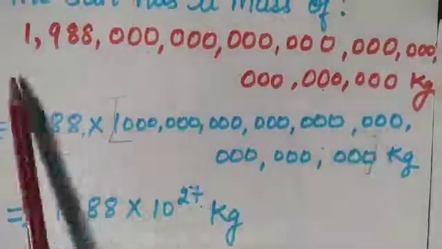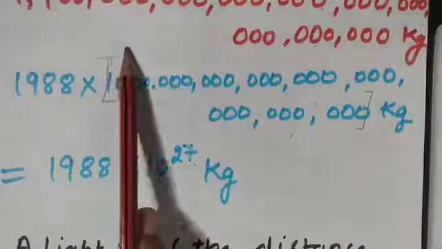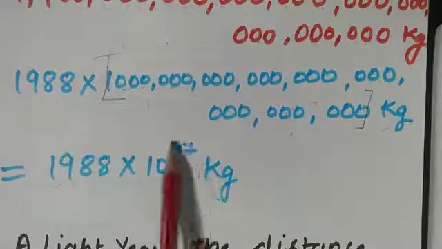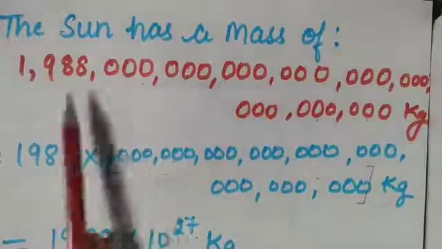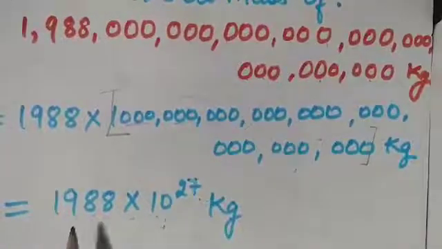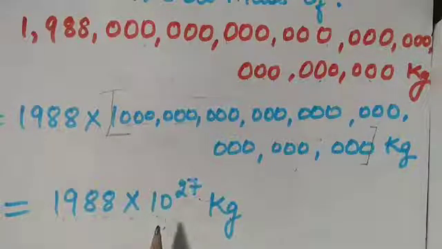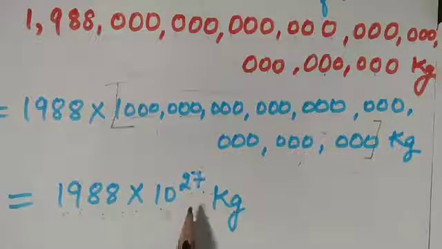So the mass of the sun can be written as 1988 into 10 to the power 27 kg. So the mass of the sun, that is a huge number, can be represented in exponential form, that is the short form using exponents, like this: 1988 into 10 to the power 27 kg.